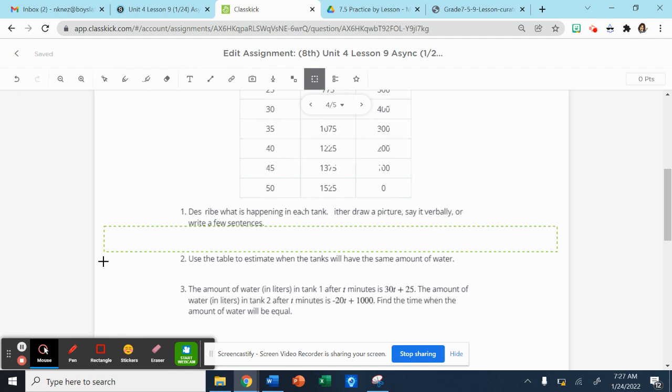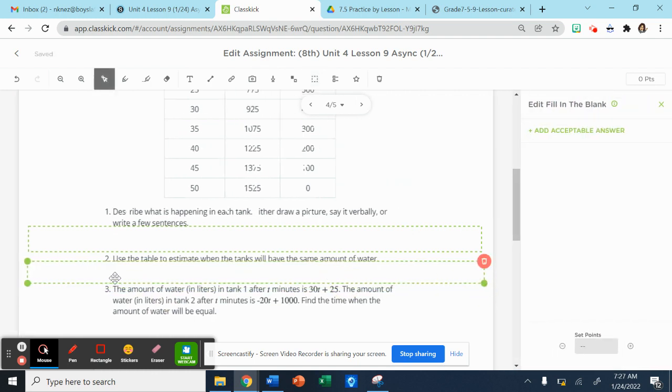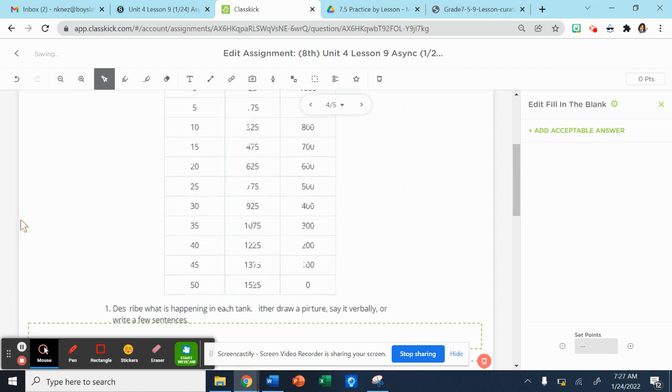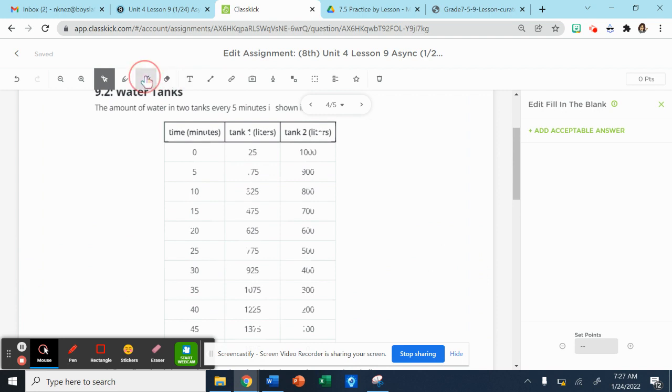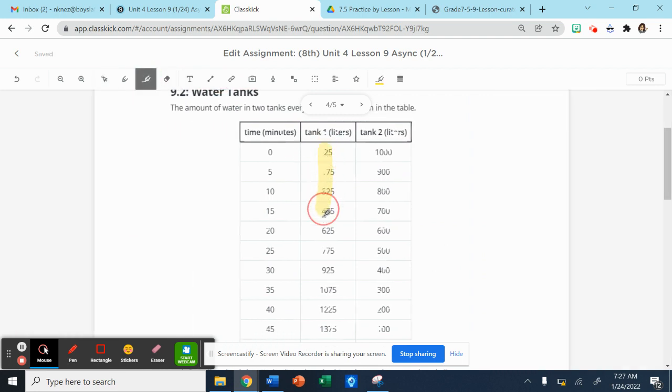So you might have noticed that tank 1 is filling up, meaning that there's more and more water in the tank. And we can see this because in tank 1, the amount of water is getting higher and higher and higher, whereas in tank 2, the amount of water is decreasing. So we can see that tank 1 is filling up, but tank 2 is draining, or the amount of water is decreasing.